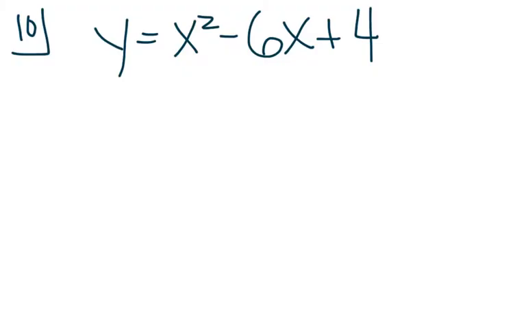So for number 10, we want to graph each function, and the first thing we want to do is find our axis of symmetry and the vertex, because that will tell us the possible values of x that we need to find. So let's see.